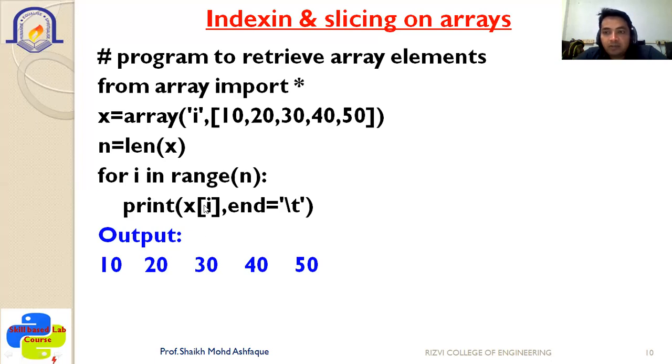Likewise, you have done it in C as well as in Java. We are using X of i to print the data. In a similar way here we have used the index, but for moving towards the index we are using the for loop. For i in range n, for example if 1, 2, 3, 4, and 5 are there, it will go from 0 to n minus 1, that is 0 to 4, and it will print each and every element.